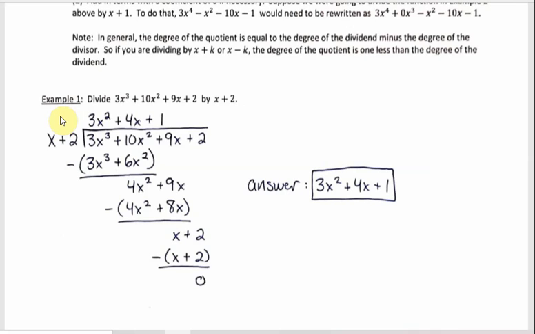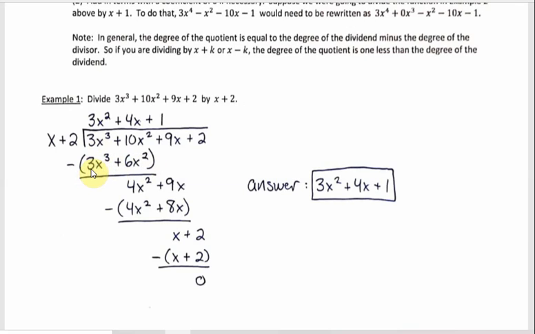So basically how this works is you look at the leading terms and you say, I need to figure out what to multiply x by in order to get 3x cubed. And the thing that you need to multiply x by to get 3x cubed is 3x squared. So 3x squared times x gives you 3x cubed, and then 3x squared times 2 would give you that 6x squared. And then just like with regular long division, you have to subtract that line out.